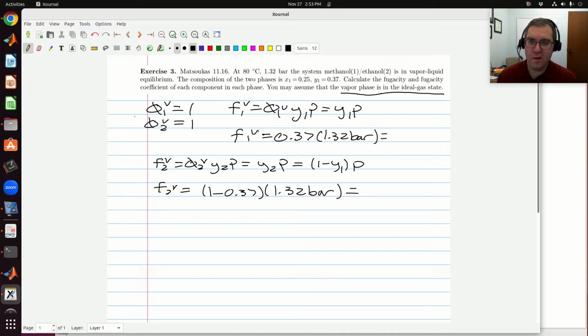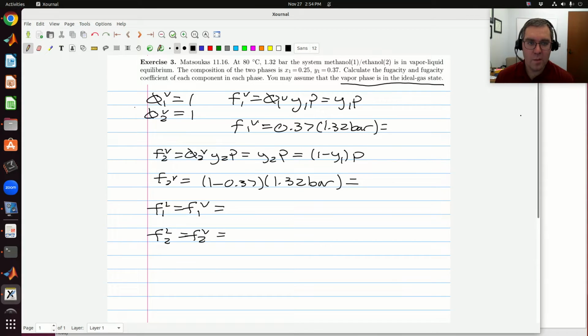Now we also need to calculate the fugacity and fugacity coefficient of the liquid. The key is I know I'm at vapor-liquid coexistence. Component 1 is in both the vapor and liquid phase, where Y1 is greater than X1, so I know I have two-phase coexistence. And so the fugacity of component 1 in the liquid is equal to the fugacity of component 1 in the vapor, the value we were given up here. Likewise, the fugacity of component 2 in the liquid is equal to the fugacity of component 2 in the vapor, the value I just computed here.